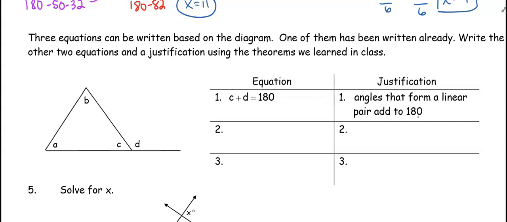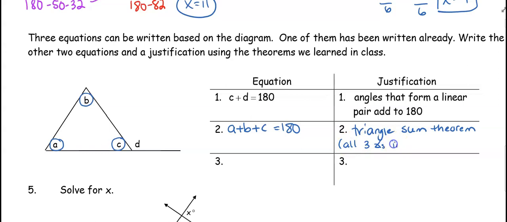One of them being the triangle sum theorem. So I know that in a triangle, 1, 2, 3, all 3 angles in a triangle have to equal 180. Again, that is the triangle sum theorem. Or you could write out what it means: all 3 angles in a triangle add to 180 degrees.